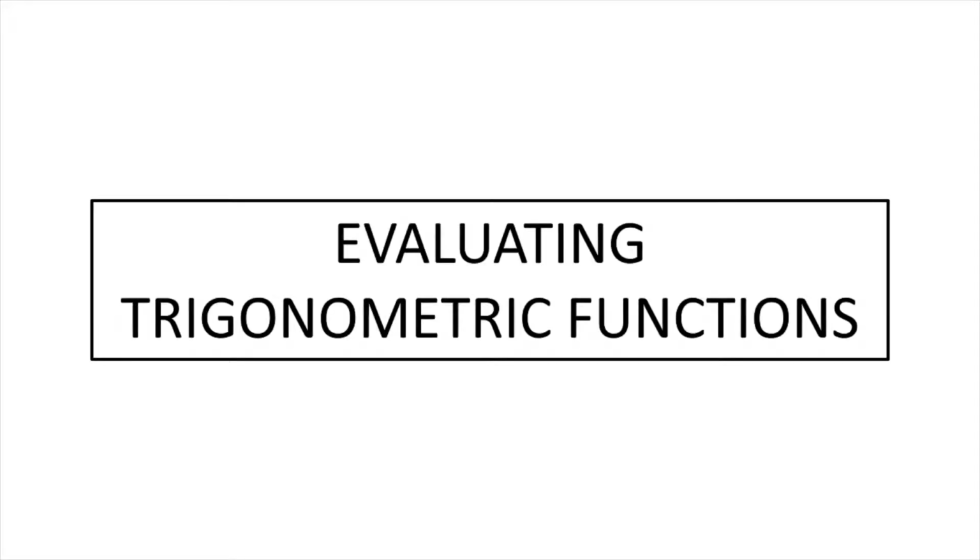In this video, we're going to focus on evaluating trigonometric functions of special angles. So first, let's talk about the relationship between special angles and the unit circle. Remember, the unit circle is a circle graphed in the Cartesian plane where the radius is 1 unit, hence it's called the unit circle. And its center is situated at the origin of the Cartesian plane.